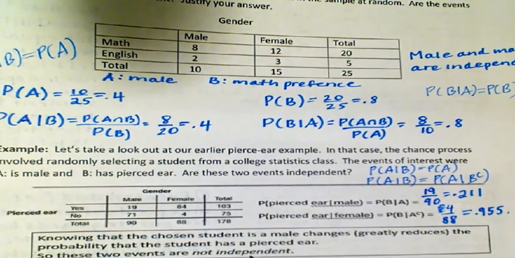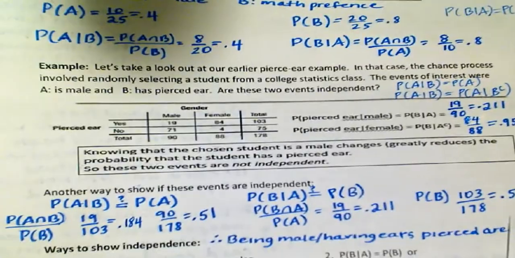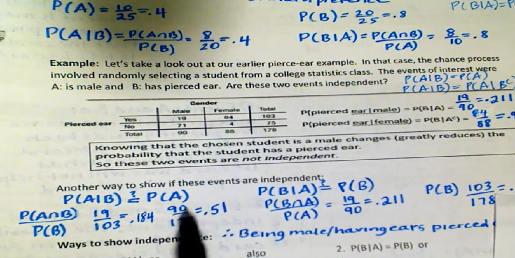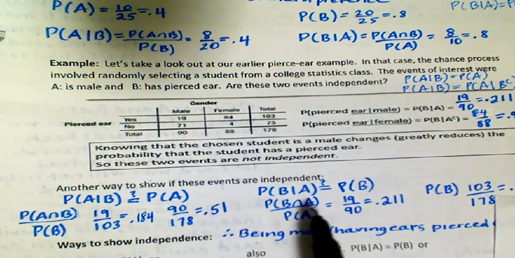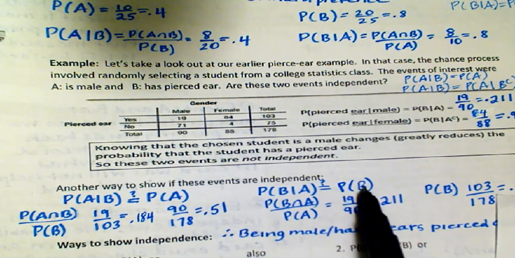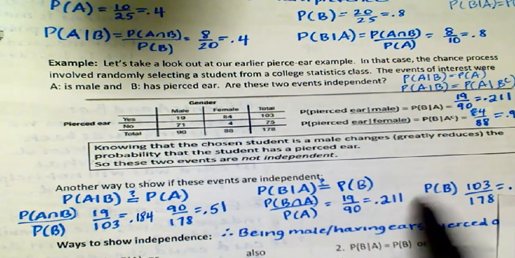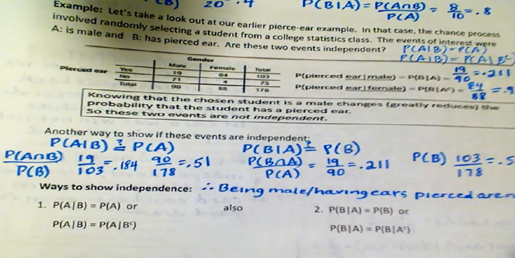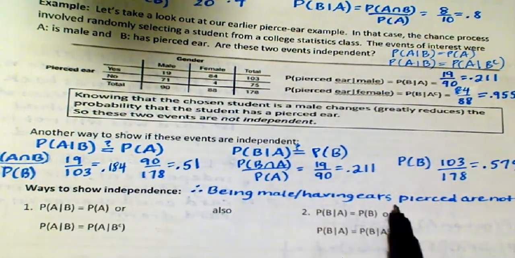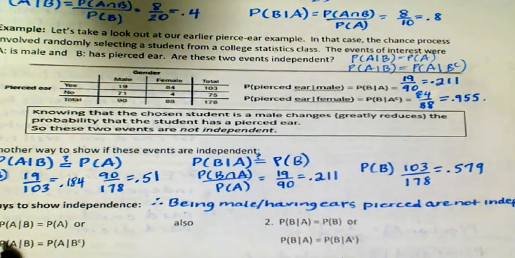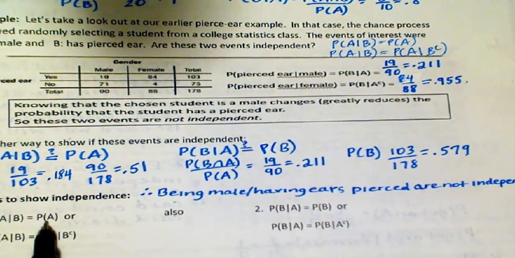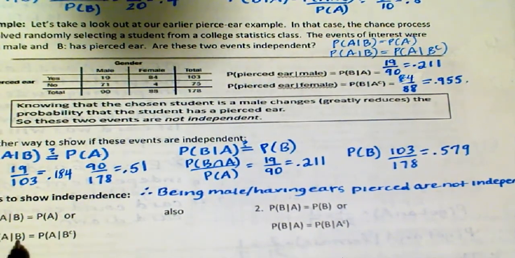And then another way, like I said, you could also do it: the probability of A given B, does it equal the probability of A? So I found what that was equal to, and I found the probability of A, and they're not equal. You could also test whether the probability of B given A equals the probability of B, and they're not equal either. So anyway, I worked that problem out, and they were not independent. Therefore, being male and having pierced ears are not independent, which was stated here. Okay, these are the ways to show independence: probability of A given B equals probability of A, which is really what we just wrote up here, and A given B equals A given not B.